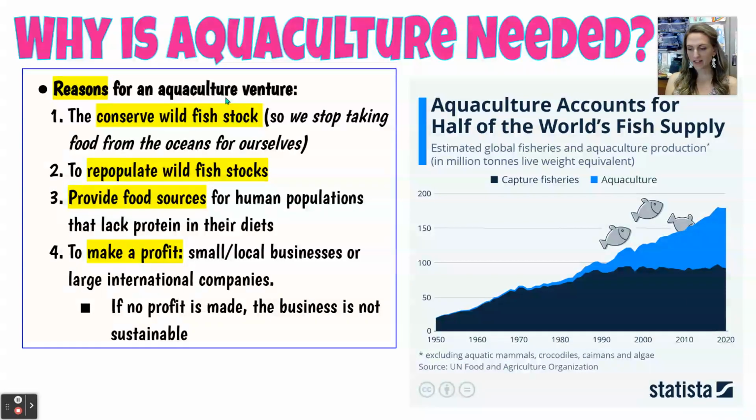Reasons for aquaculture, and I could see this as like describe 3 reasons why aquaculture is needed. So we don't want to say because the population increased. Like that's a statement. If the population increases, why is this needed? So to conserve wild fish stocks, we stop taking food from the ocean, and we can apply pressure other places, like growing them specifically for this, to repopulate wild stocks. Provide food sources for human populations so they can have more protein in their diet, and obviously to make a profit. No profit is made. Business is not sustainable. And we can see then for the past like 24 years, we've had a lot of growth in aquaculture.